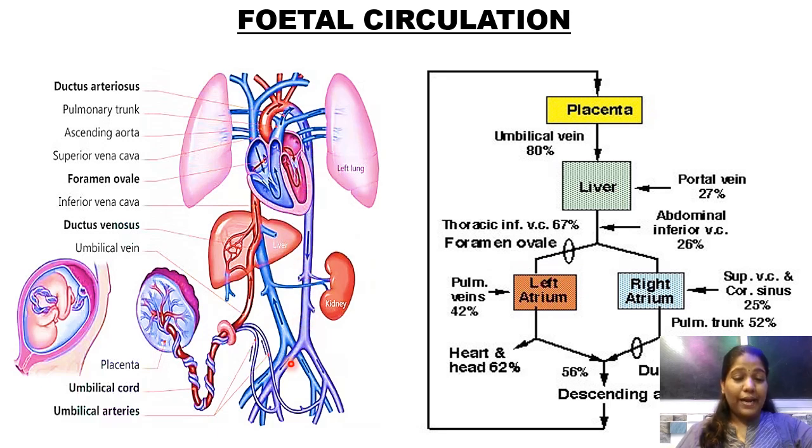This abdominal aorta branches into common iliac arteries, and each common iliac artery will have external and internal iliac arteries. From two internal iliac arteries, two umbilical arteries will arise that will carry the deoxygenated blood, and it will enter the placenta where there will be elimination of carbon dioxide and gas exchange occurs. So this is just showing how much percentage of oxygenated blood enters the heart and the brain.